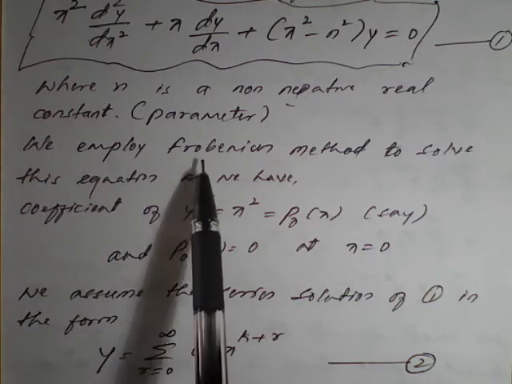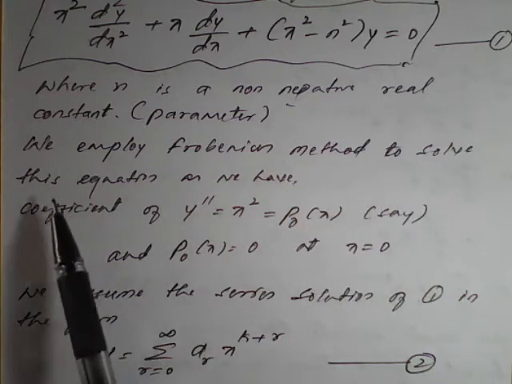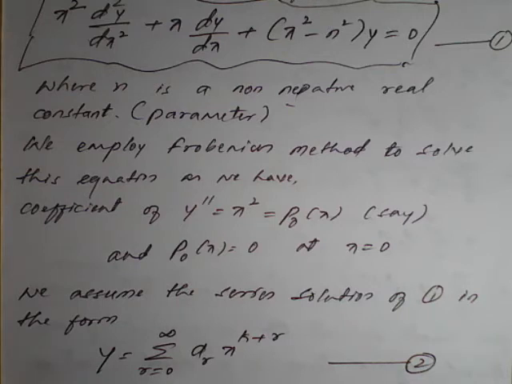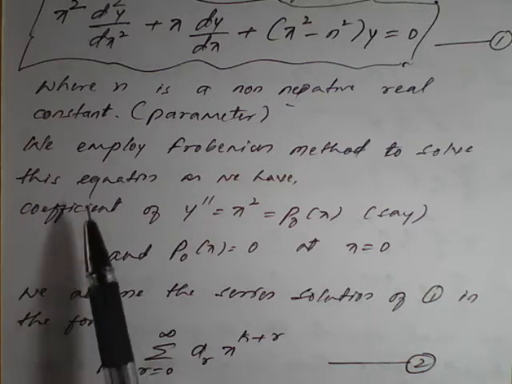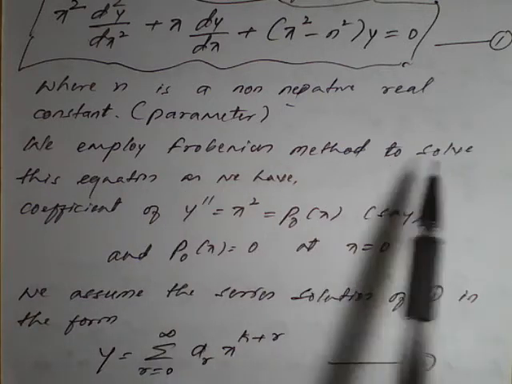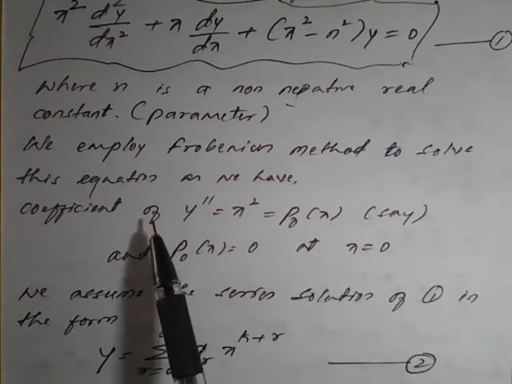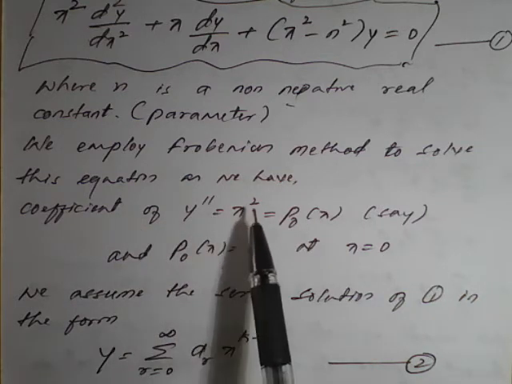We employ the Frobenius method to solve this equation. The basic concept of the Frobenius method is not in our syllabus, but while solving the example we'll come across it. The Frobenius method is applied for series solutions, or infinitely many solutions. Here the coefficient of y double dash is x squared.